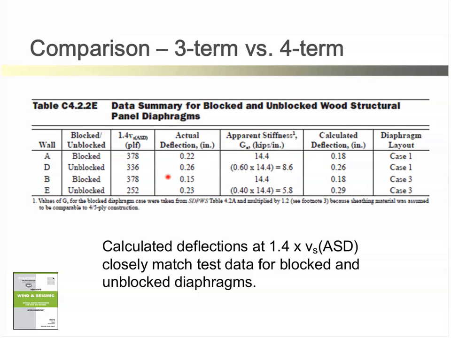As you can see here, for different cases of blocked and unblocked, this is the actual measured deflection in the tests. These two around 1/4 of an inch. These two here, the blocked obviously less than 1/4 of an inch. But then we come over here to the calculated deflection, again using the G sub A simplified approach, and you see that we're within pretty good range of those actual deflection calculations.